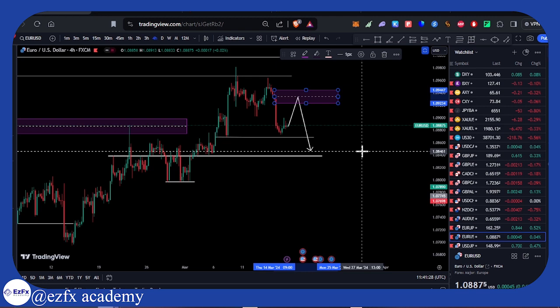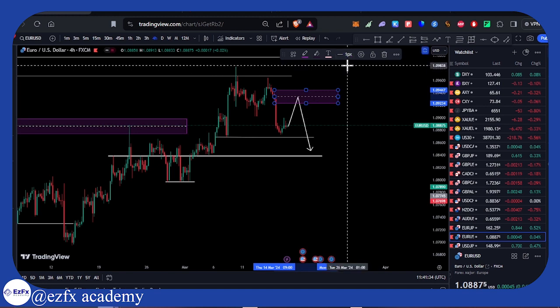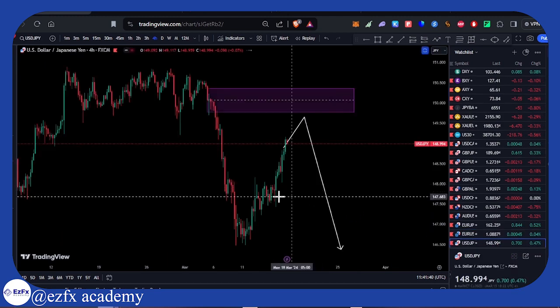So don't jump in for any long buys, as it were, until you get to see price break above that zone. I hope that is clear for EUR/USD. Next up, let's look at USD/JPY. USD/JPY, give me a minute.